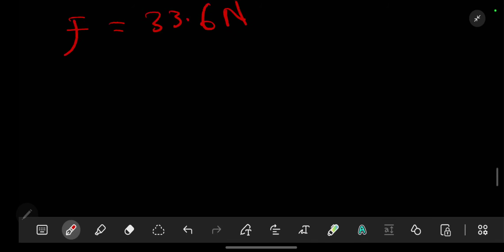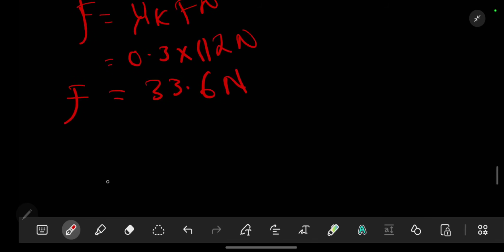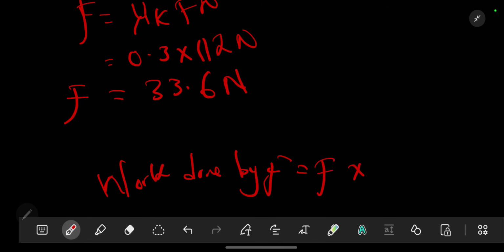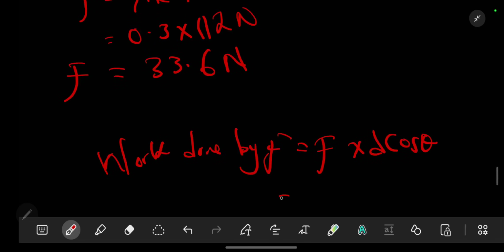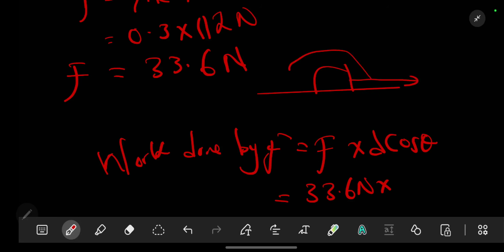If you know your frictional force, you can now finally say the work done by friction is equal to the frictional force times the distance times the cosine of theta. Remember, this angle is 180. So we have our frictional force, 33.6 newtons, times the distance moved. It was continually resisting even as it was being moved, therefore the total distance is the distance it moved.